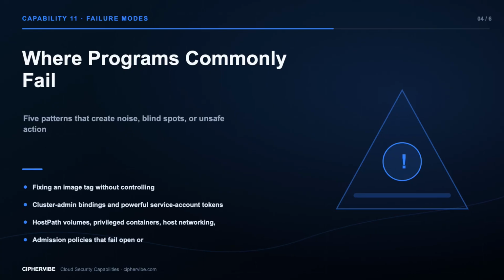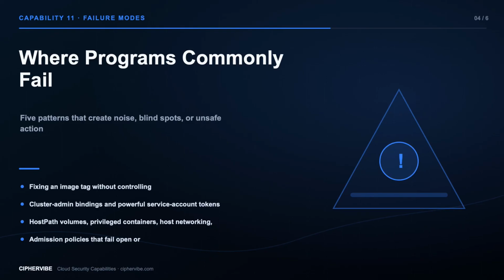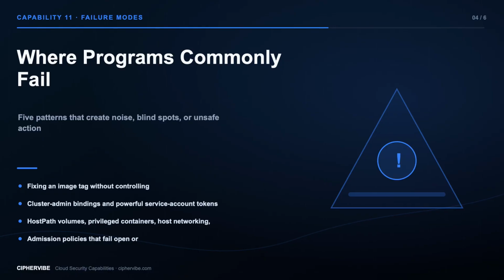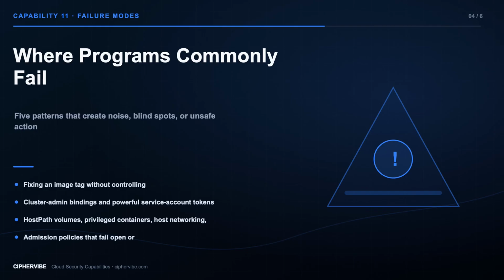Correlate weaknesses instead of reviewing them separately. A moderate configuration issue, broad identity grant, exposed service, and sensitive data store may combine into a severe path even when no individual alert looks critical.